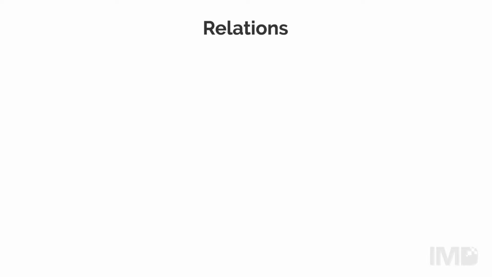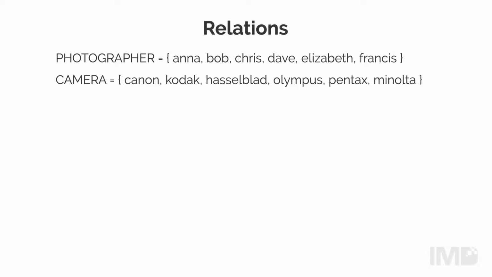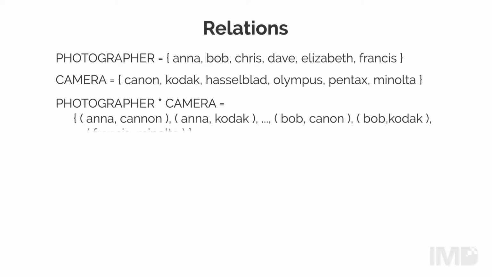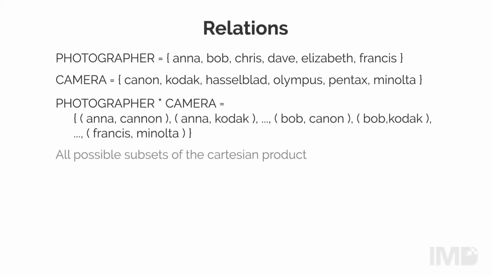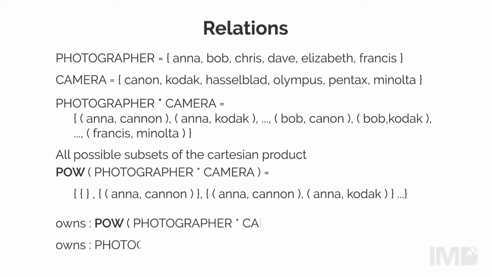If we go back to our example, we have the set photographer and the set camera. And the Cartesian product of photographer with camera is the set of the pairs Anna Canon, Anna Kodak, and so on. All possible subsets of this Cartesian product is the power set of the Cartesian product between photographer and camera, which equals the set that contains the empty set, the set containing only the pair Anna Canon, the set containing the pairs Anna Canon and Anna Kodak, and so on. So, the relation owns that we have just shown belongs to this power set.